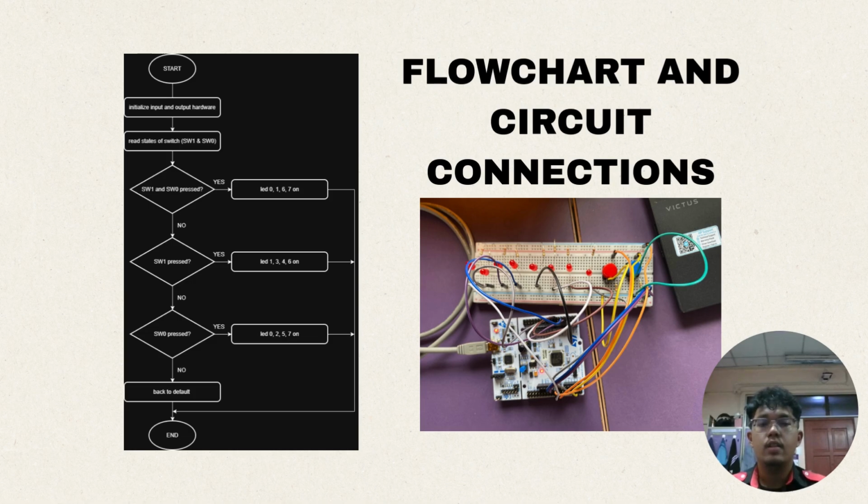For this section, I will explain the flowchart and the circuit connection. On the left side, you can see the flowchart of this program based on the question. It has three different options. The first one is SW1 and SW0 pressed. For the second one, SW1 only is pressed, and the third one, SW0 only is pressed. When both switches are not pressed, the LEDs remain off.